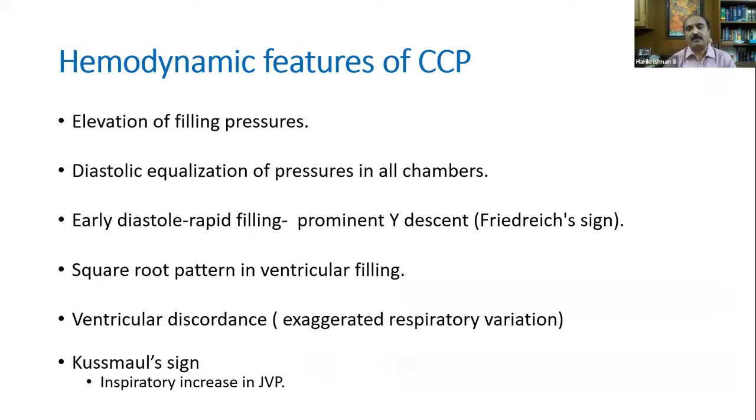So these are the hemodynamic features of constriction: elevation of filling pressures, diastolic equalization of pressures in all chambers, early diastolic rapid filling, prominent Y descent, the Friedreich sign, square root pattern in ventricular filling, ventricular discordance, and Kussmaul sign. These are the hemodynamic features of constrictive pericarditis.